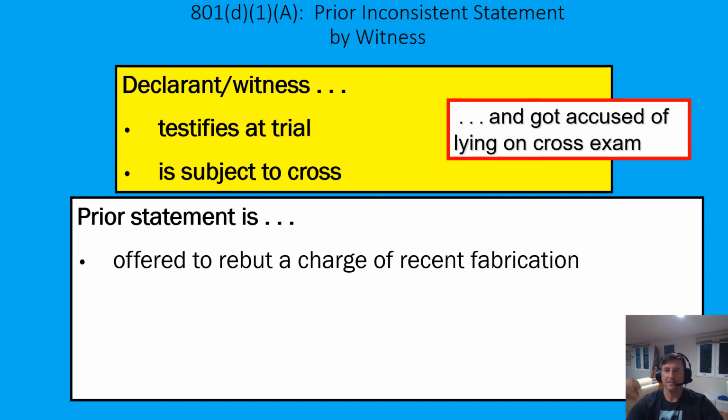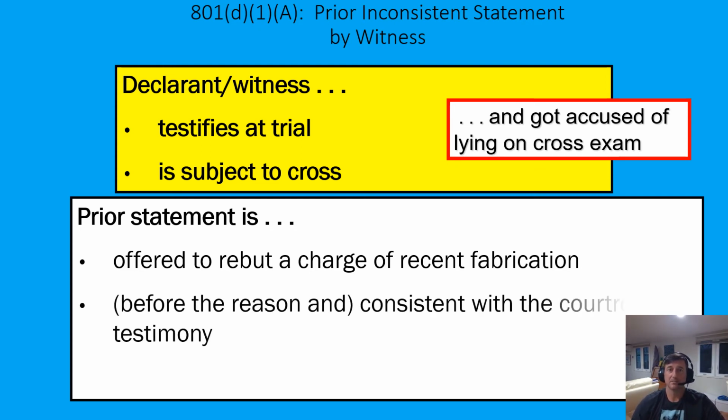is they're saying that I'm offering this statement today, that the car was red, that the red car is the one that did it. They're saying that I did this because I'm in this relationship with Pauline. In order to rebut that recent fabrication, I can show that I also said the car was red before June. Before the motivation to lie, I also said the car was red.